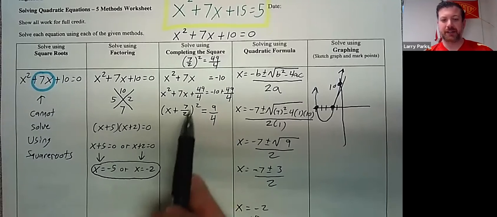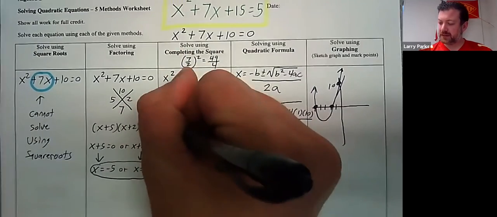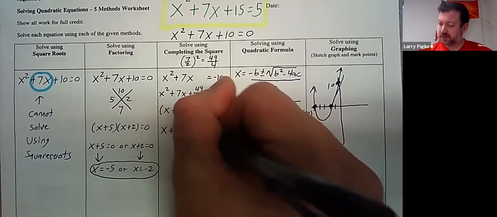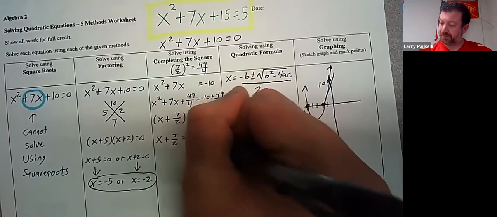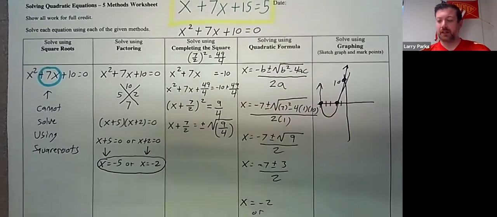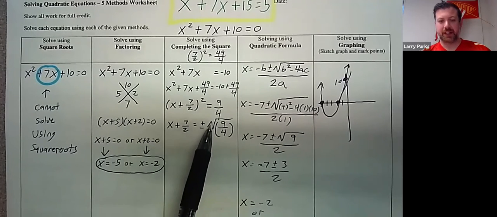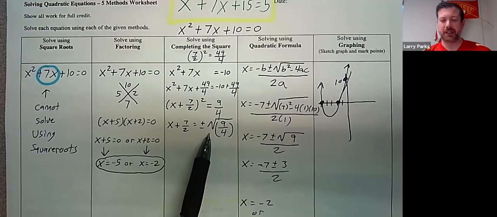Okay, from there, I have a square, so I'm going to square root both sides. So when I square root both sides, it cancels out the square. And then I square root 9/4. And when you do a square root, you always look at the positive and the negative. And the square root of 9/4 is 3/2. The square root of 9 is 3. Square root of 4 is 2.